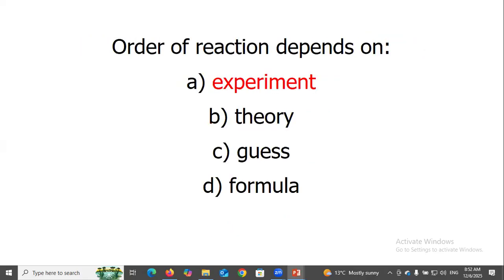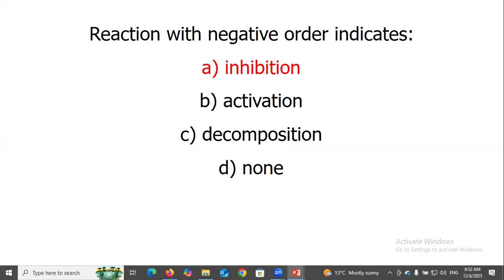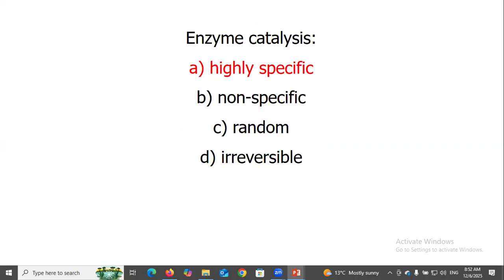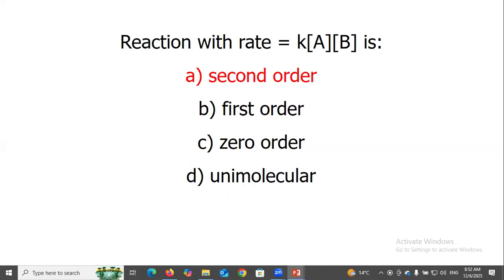Order of reaction depends on experiment, theory, gas, formula. Correct option is option A, experiment. Reaction with negative order indicates inhibition, activation, decomposition, none. Correct option is option A, inhibition. Enzyme catalysis is highly specific, non-specific, random, irreversible. Correct option is option A, highly specific.